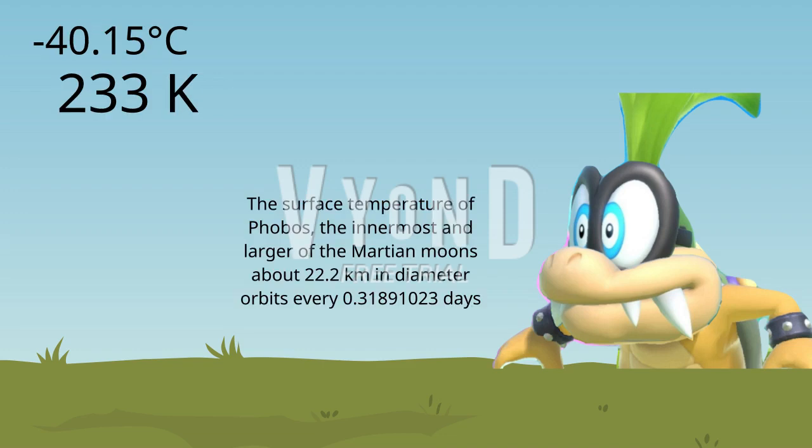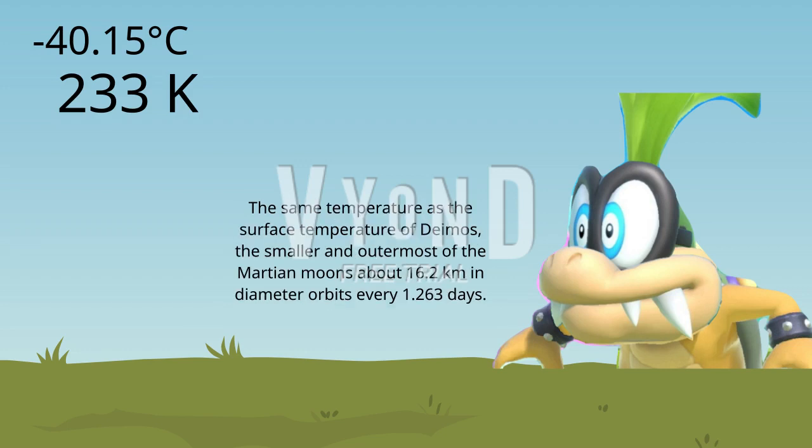The surface temperature of Phobos, the innermost and larger of the Martian moons, about 22.2 kilometers in diameter, which orbits every 0.31891023 days, is -40.15 degrees Celsius, or 233 Kelvin. The same temperature as the surface temperature of Deimos, the smaller and outermost of the Martian moons, about 16.2 kilometers in diameter, which orbits every 1.263 days.